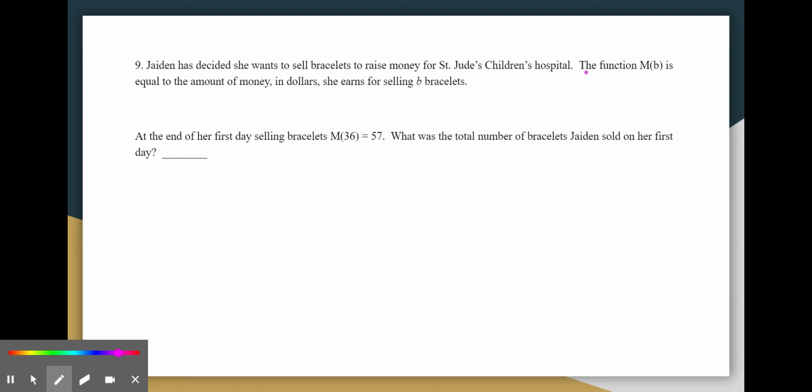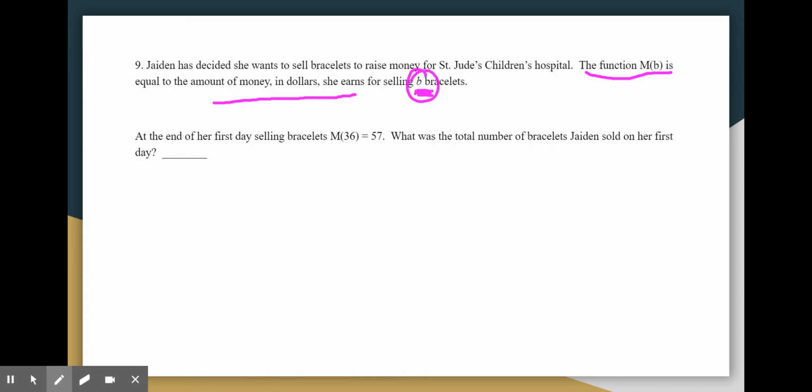So let's look. It says the function M of B is equal to the amount of money in dollars she earns for selling B bracelets. So B is this right here. So if you look at this function, this is B. So the number of bracelets she sold is 36. So this was simply reading the function notation. Whatever's in parentheses is what was right here.